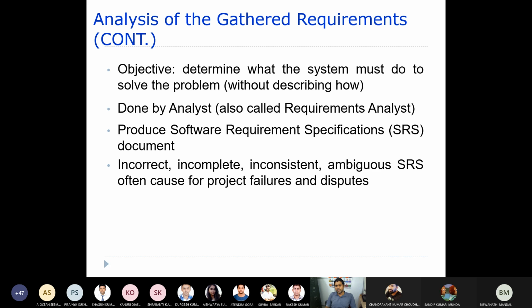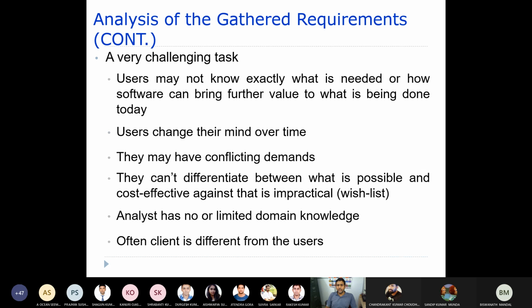Usually if the requirements are incorrect, incomplete, inconsistent, or ambiguous, then what will happen? There will be project failures, and it will certainly lead to some disputes. These disputes will further lead to filing cases in a court of law. So it is a very challenging task. Why is it a very challenging task?